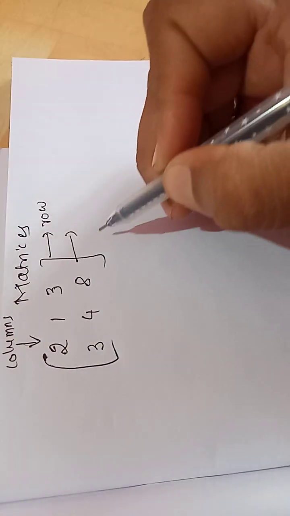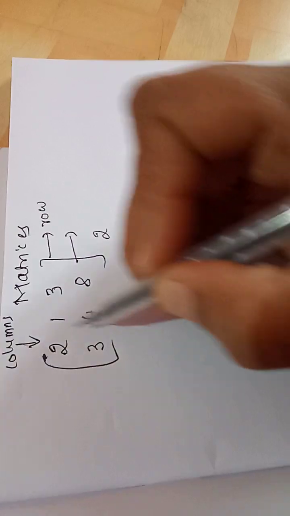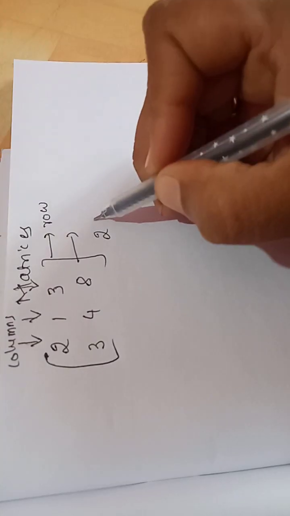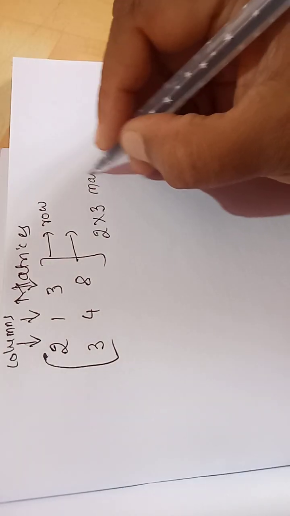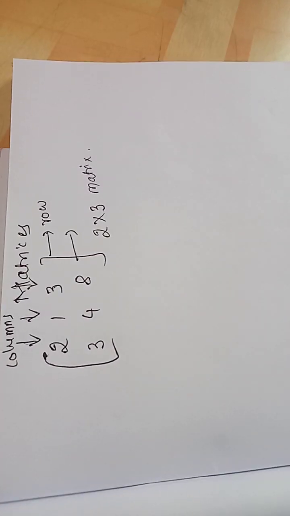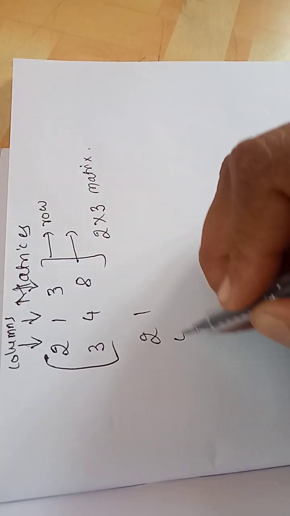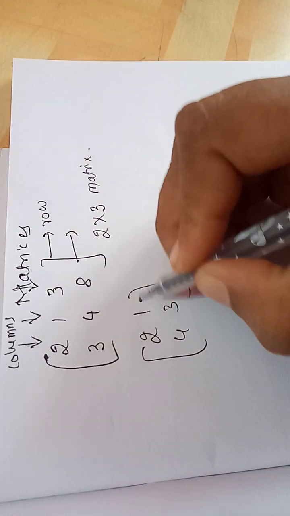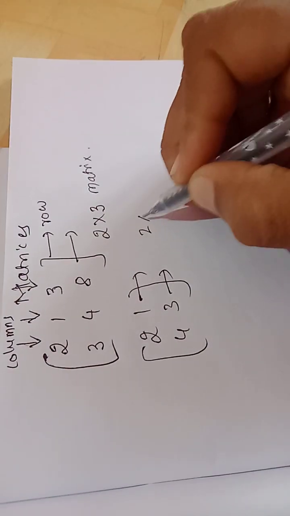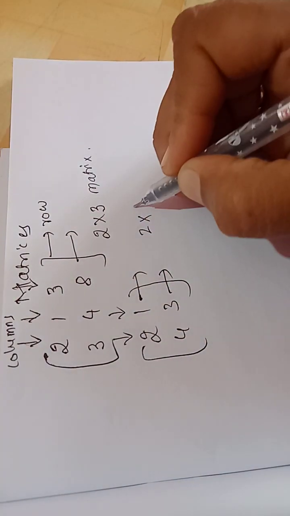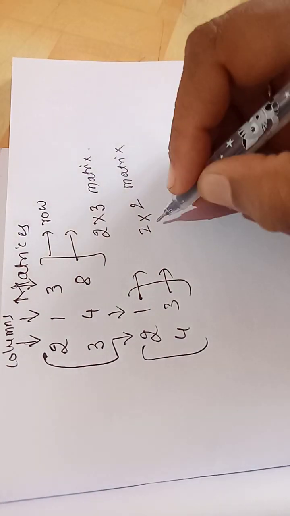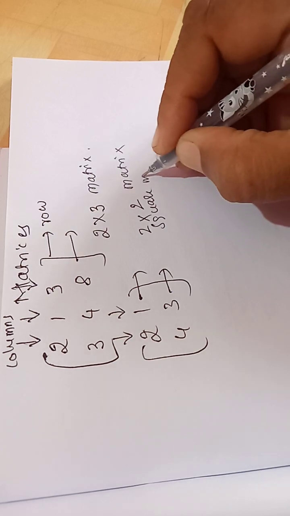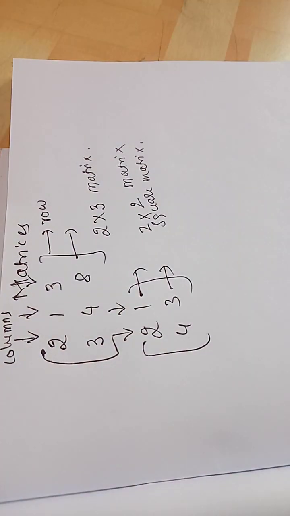Okay, how many rows are there? 1, 2. And how many columns are there? 1, 2, 3. So this we call a 2 by 3 matrix. In such a way, 2, 1, 4, 3 is there. How many rows are there? 2. How many columns are there? 2. So we call it a 2 by 2 matrix. Also we can call it a square matrix.